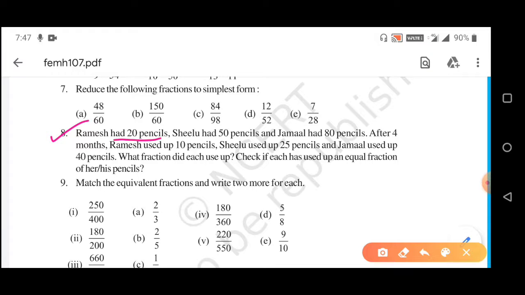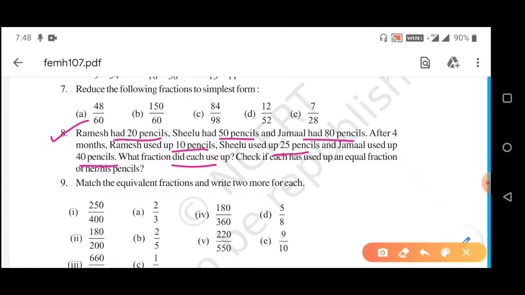Ramesh had 20 pencils, Shilu had 50 pencils and Jamal had 80 pencils in total. After 4 months, Ramesh used up 10 pencils, Shilu used up 25 pencils and Jamal used up 40 pencils. What fraction did each use up? So first of all we solve this question.